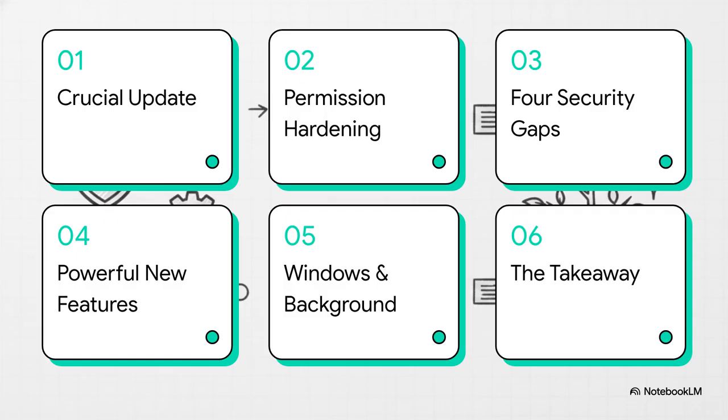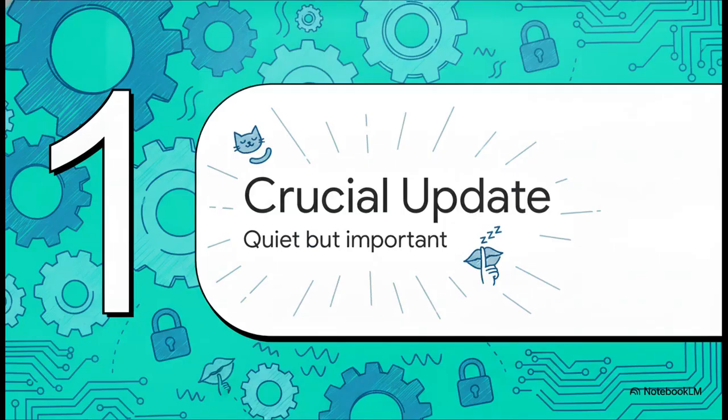1. The unflashy but crucial update. 2. The big theme: permission hardening. 3. Closing the 4 security gaps. 4. 4 powerful new features. 5. Fixing Windows and background sessions. And 6. The takeaway. Section 1.